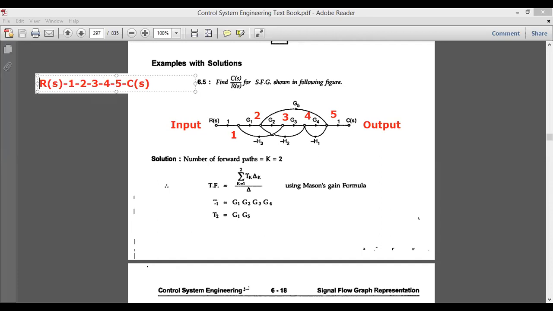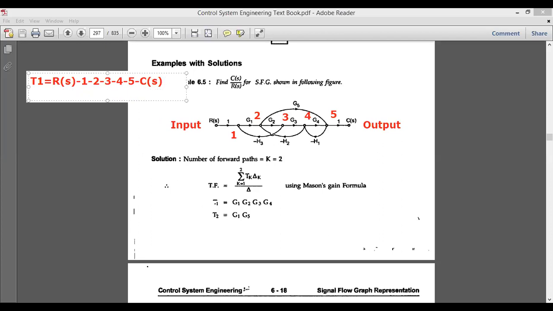Let us represent it by T1, my first forward path. Similarly, we may have a second forward path, which we will represent by T2. It will start from R of S, G1, G5, like at point number 1, point number 2.